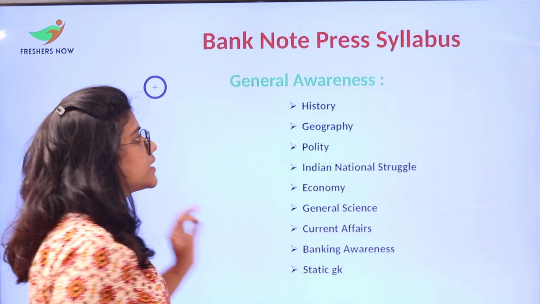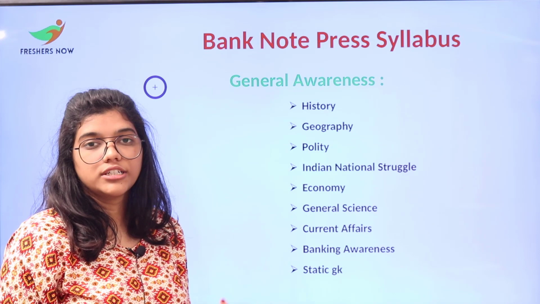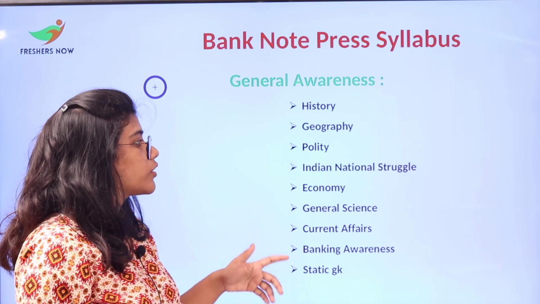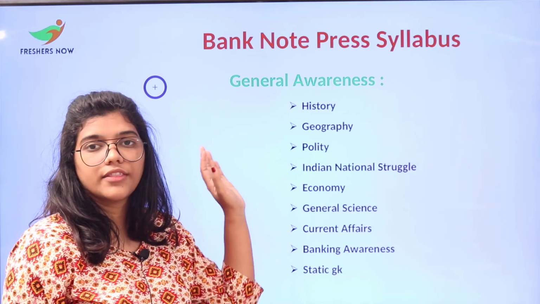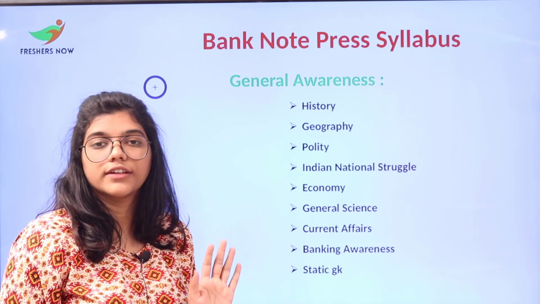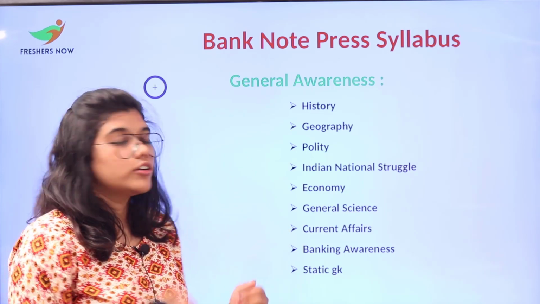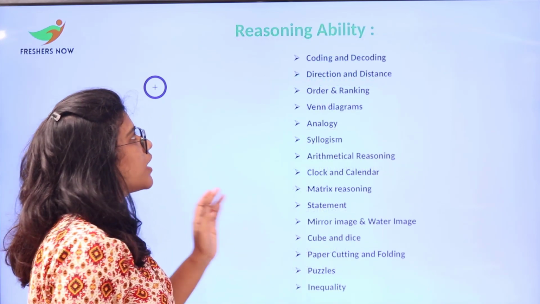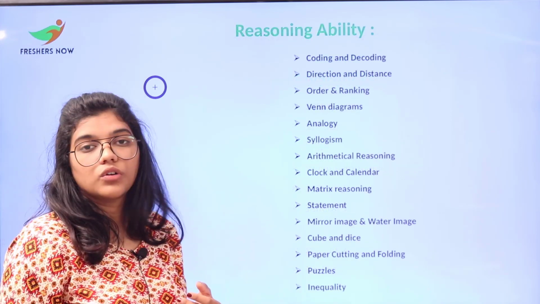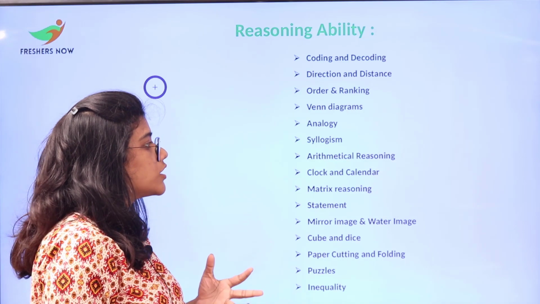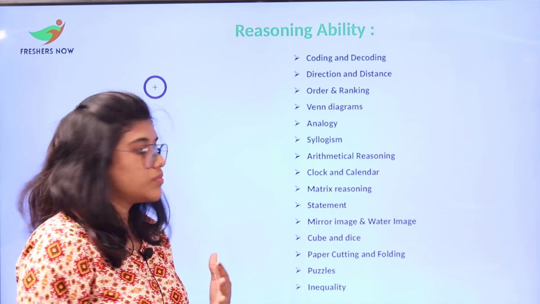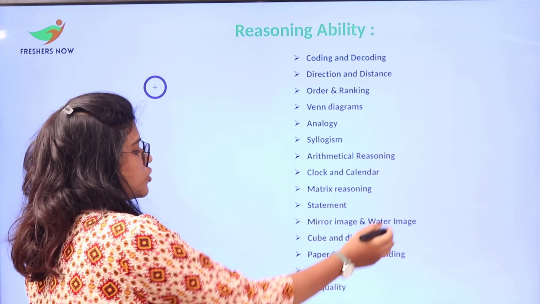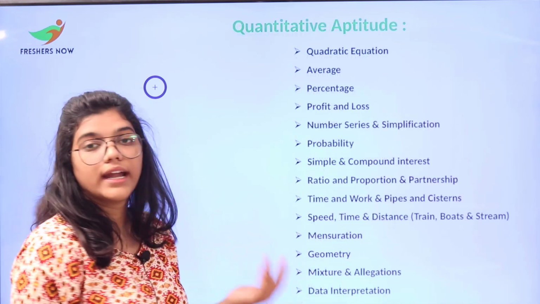Heading over to the syllabus. For the general awareness section, the topics are history, geography, polity, Indian national struggle, economy, general science, current affairs, and the rest of the topics which are mentioned here on the screen are equally important, not just the topics which I am repeating. The reasoning ability topics are as follows: Venn diagrams, analogy, arithmetical reasoning, clocks and calendars, matrix reasoning, statement, mirror image and water image, cube and dice, puzzles, inequality, coding and decoding.